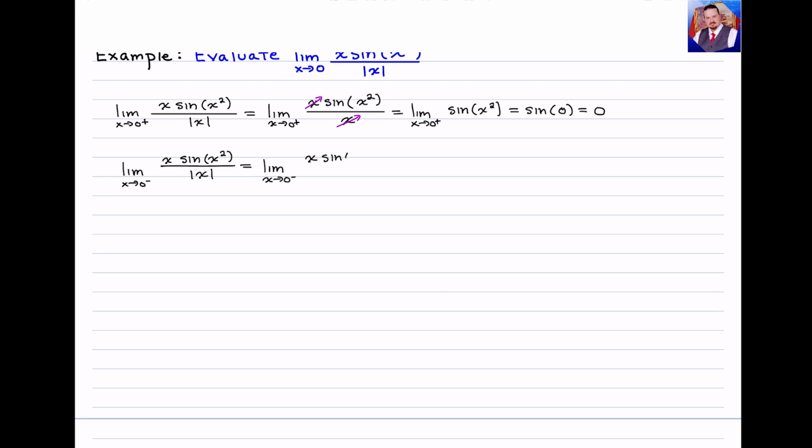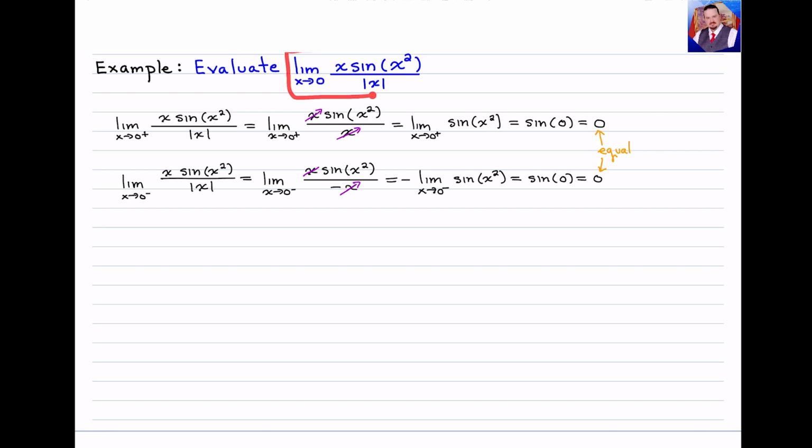All right, so let's do it again. What is going on with the absolute value of x when x is on the left-hand side of 0, namely when x is negative? The absolute value of x is equal to minus x. Now again, we cancel here. Don't forget about the negative. So the negative 1 will come outside, sine of x squared, and that again is sine of 0, the same value. Say that they're equal. That says the limit of the original problem that we're working on exists and it's this common value.